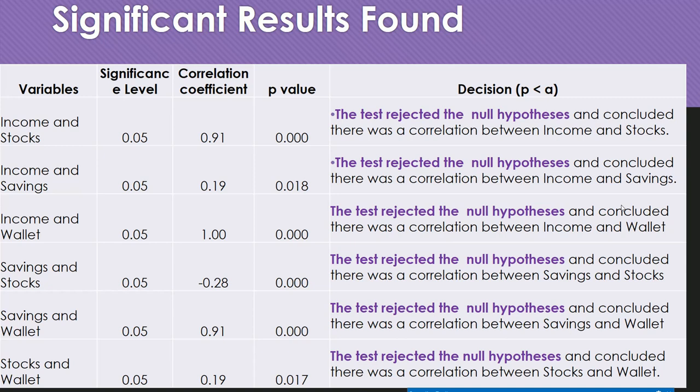I'm going to identify the set of variables which are shown in this table. Income and stocks, 1, 2, income and savings, 3, income and wallet, 4, savings and stocks, 5, savings and wallet, and 6, stocks and wallet. These showed significant results, and the null hypothesis for the sets of variables were rejected.